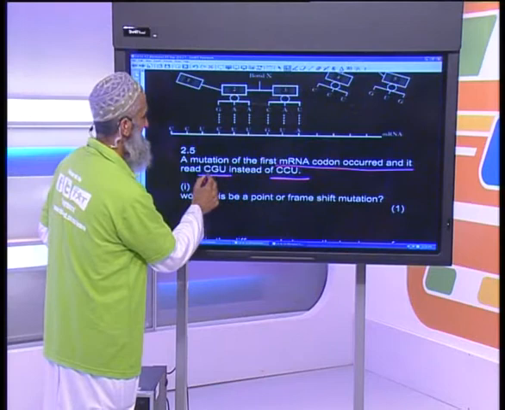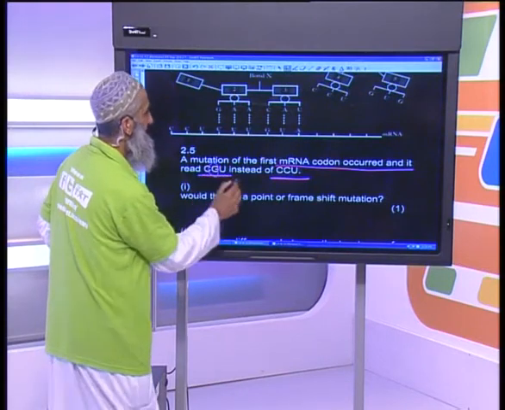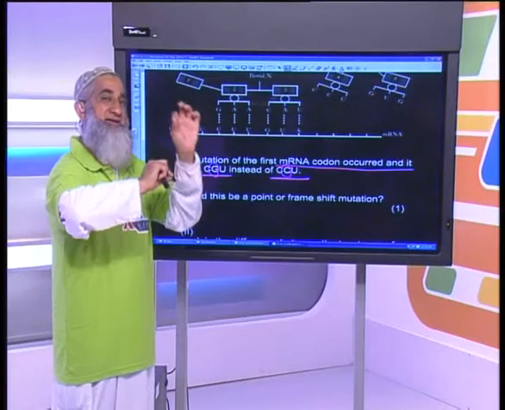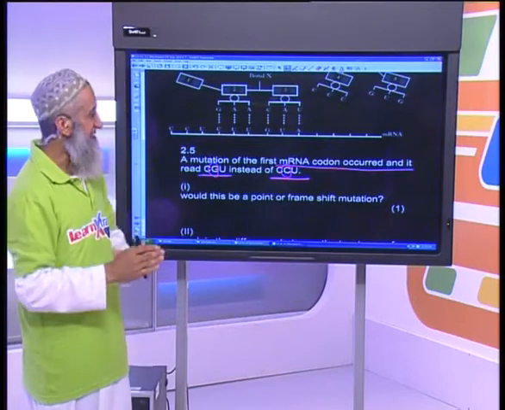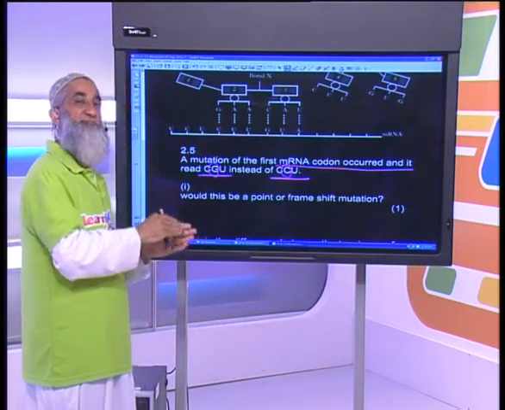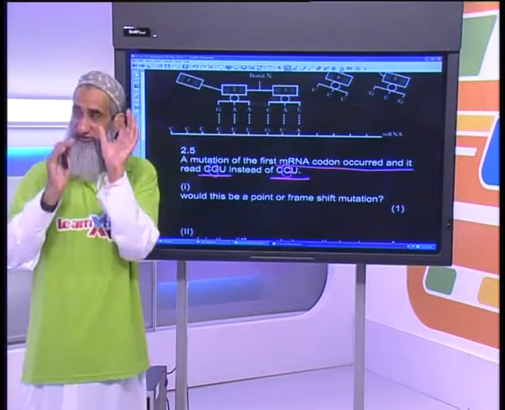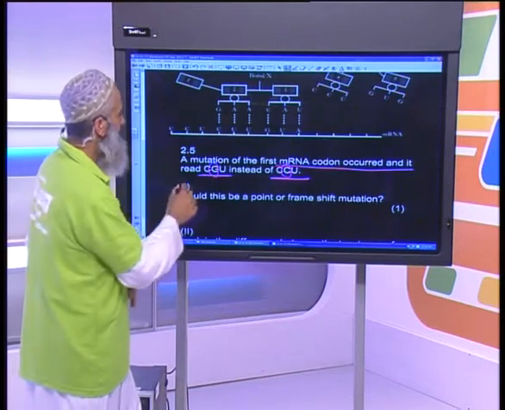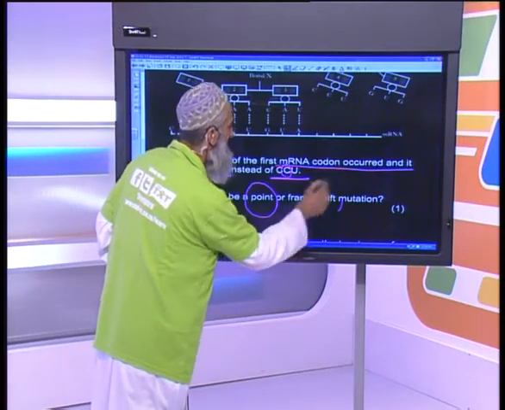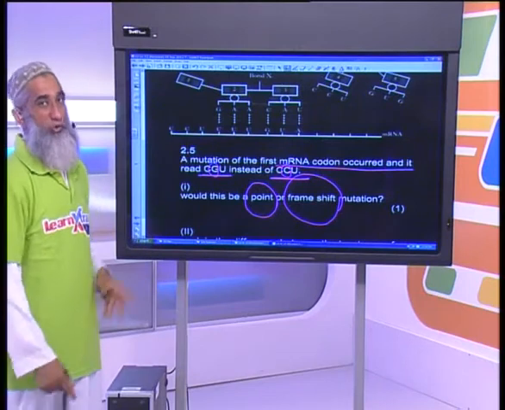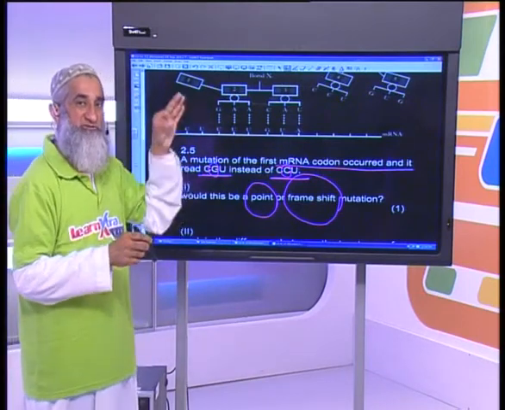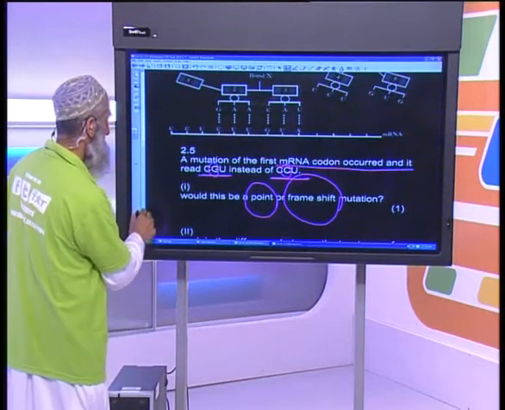So this is a similar situation. One letter has changed. It read CGU instead of CCU. So one particular nitrogenous base has been replaced by another nitrogenous base. Nothing has been added, and nothing has been deleted. Just one nitrogenous base has been replaced. They want to know, would this be a point or frame shift mutation? Obviously, in this case, it would be a point mutation, because only one nitrogenous base was replaced there.